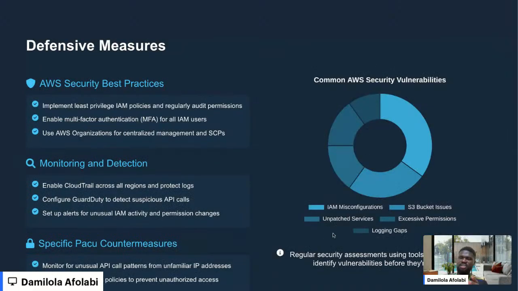So what we just discussed is an offensive measure. Like I said, red team trying to attack or testing an attack. Now let's discuss the blue team, which is a defensive measure.